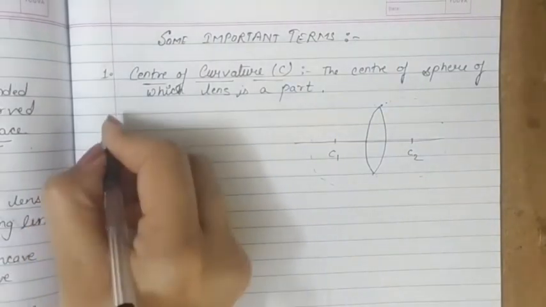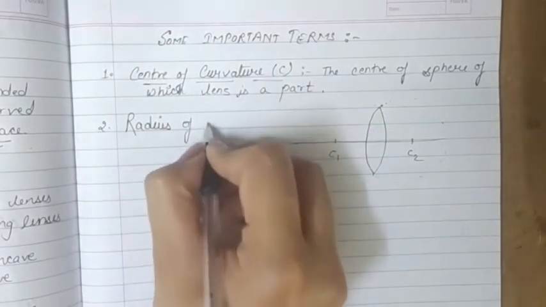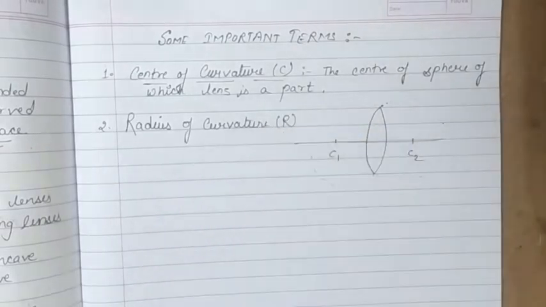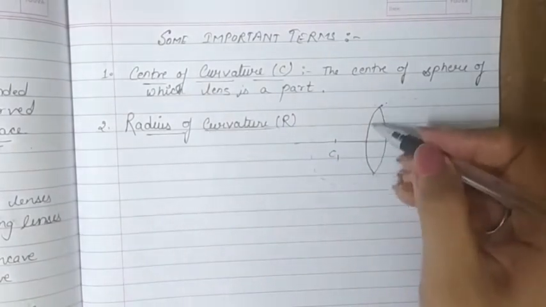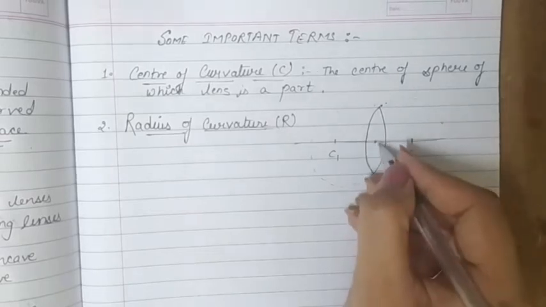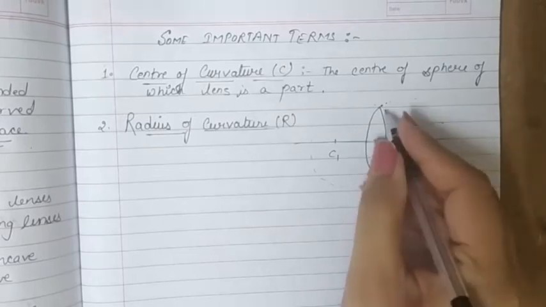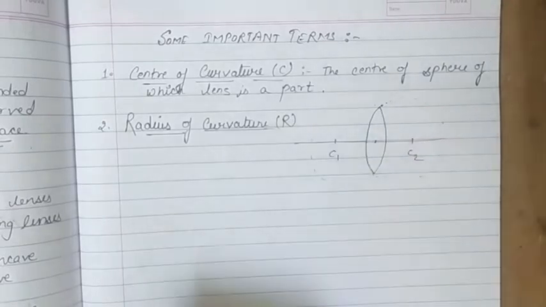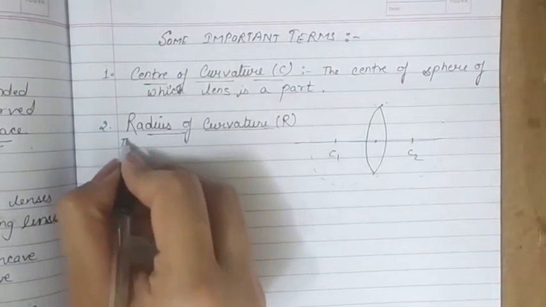Now next thing is radius of curvature. Just as center of curvature, radius of curvature can also be defined in the same manner. It is denoted by capital R. Now the radius of curvature of this spherical surface or this surface of the lens can be defined as the radius of the sphere of which this surface is a part. So this surface is a part of this sphere, then the radius of this sphere is called the radius of curvature.